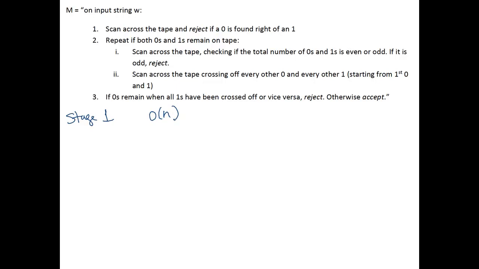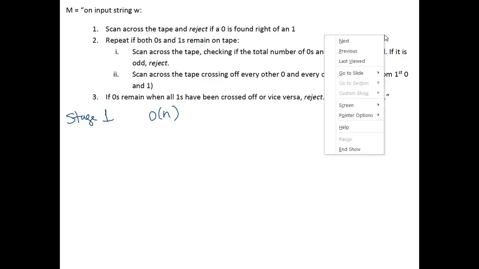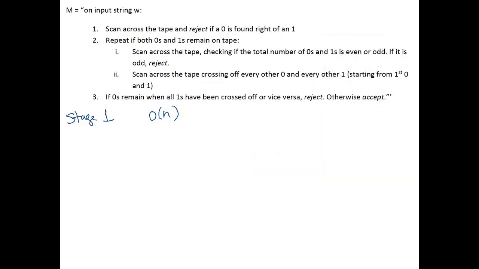In reality, if there is a 0 to the right of a 1, let's say we have something that looks like this, we're going to reject as soon as we see this 0. But we're not looking at best case analysis or average case analysis, we're looking at the worst case. And in the worst case, something that looks like this, we have to check the entire length of the input to find out that there's a blank after the 1. There's no 0. Okay, so we say that stage 1 runs in big O n.